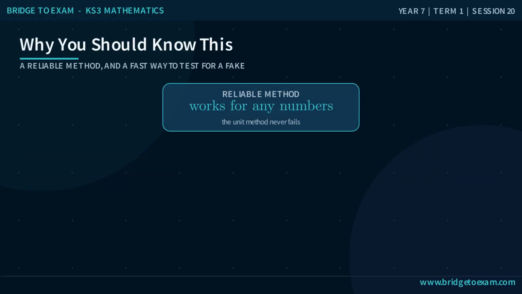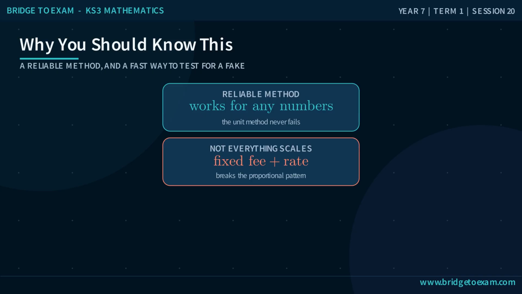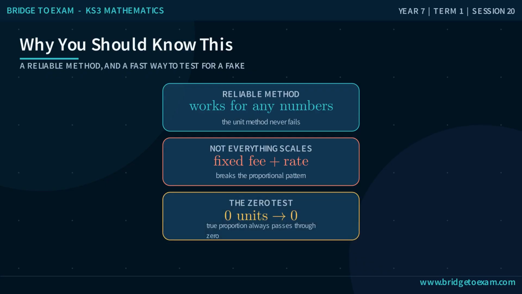Why does this matter? Because the unit method works reliably no matter how the numbers in a question are presented. Not every relationship that increases steadily is actually proportional. A fixed starting fee breaks the pattern completely. Testing what happens at 0 units is the fastest way to check. True direct proportion always gives 0 at 0.